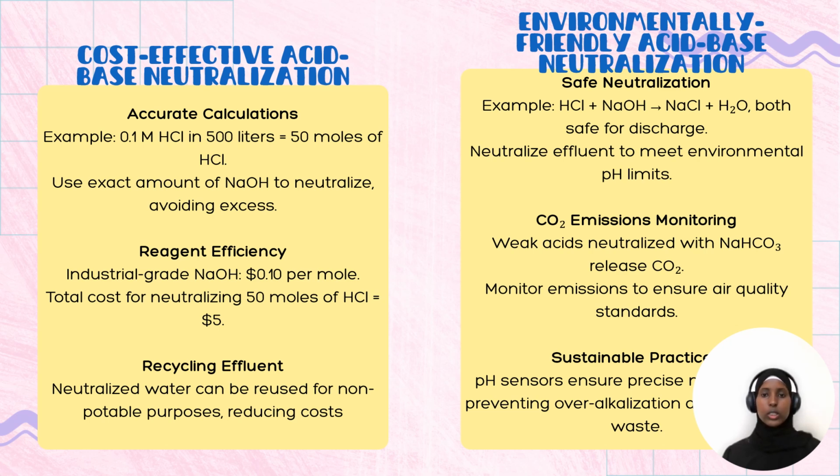For example, if you have 500 liters of hydrochloric acid with a concentration of 0.1 M, that is 50 moles of acid. To neutralize it, you will need 50 moles of sodium hydroxide. Using the exact amount avoids wasting chemicals, which also saves money.